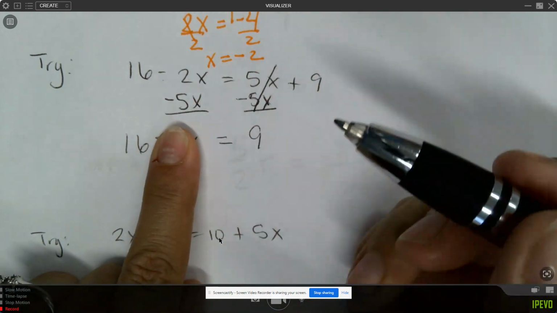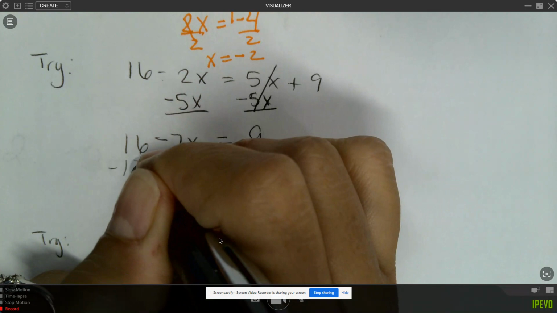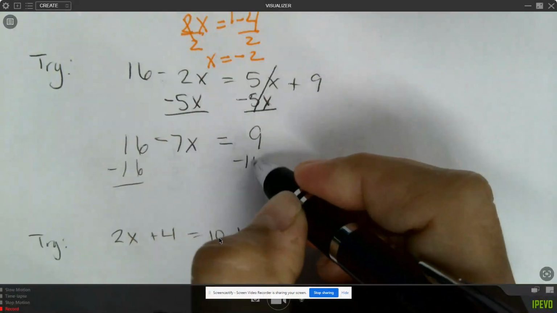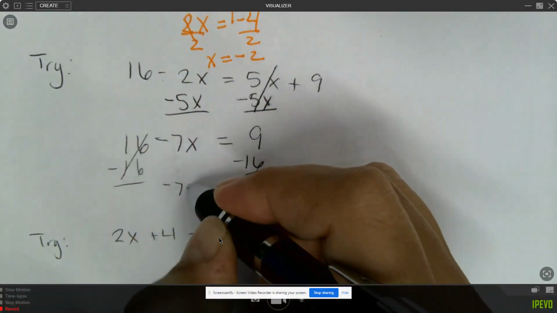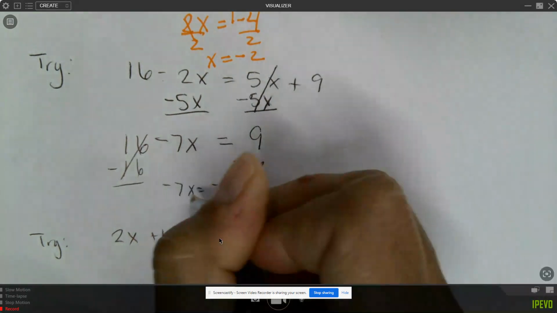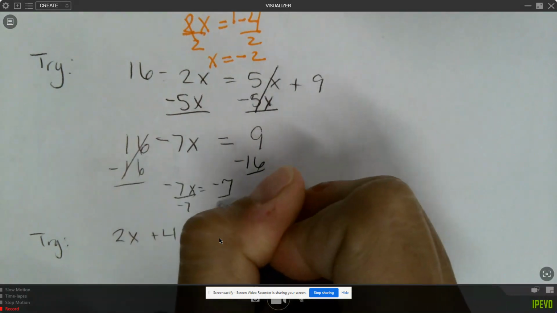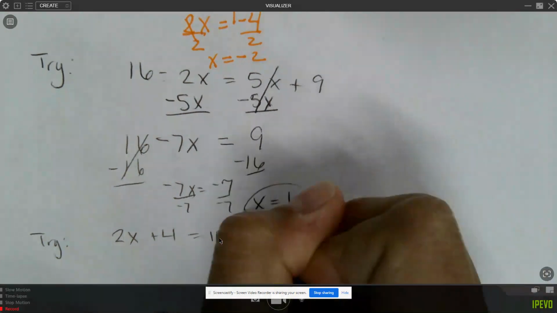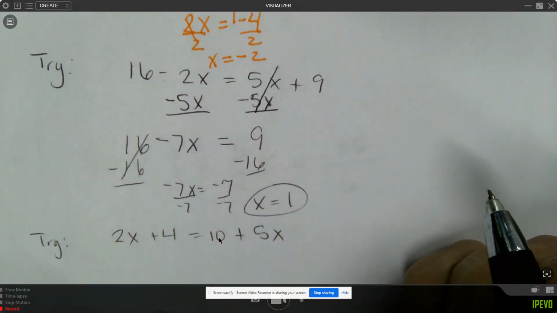So I'm going to get rid of a positive 16 by subtracting. And you're left with a negative 7x equals a negative 7. So I'm going to divide both sides by negative 7. You should have gotten x equals 1.